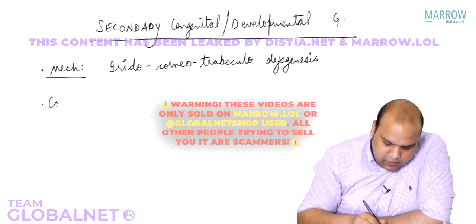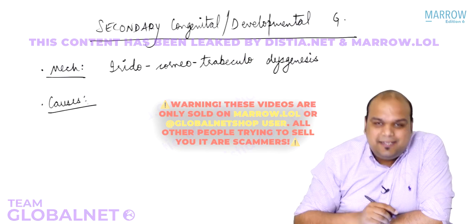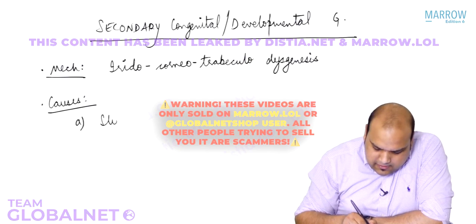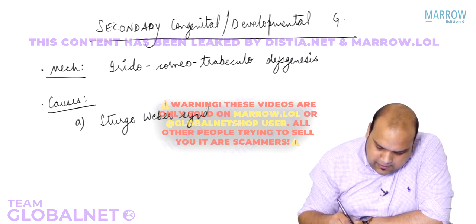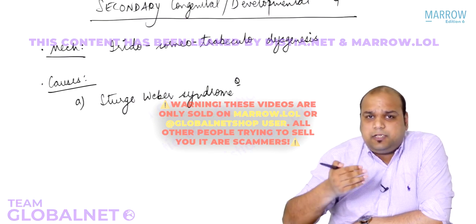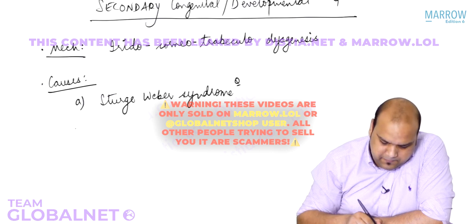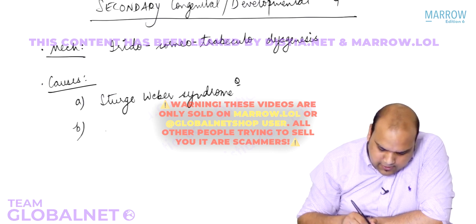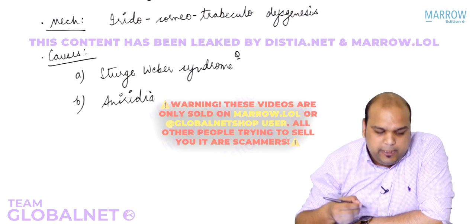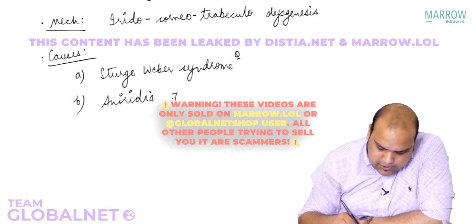Now, what are the important causes or the conditions which cause glaucoma? The first important condition is, everybody, Sturge-Weber syndrome. Please remember, questions are asked. What is the manifestation of Sturge-Weber syndrome in the eye? Okay. Secondly, everybody, another important cause is aniridia, absence of iris. Absence of iris can also lead to glaucoma in almost 75% of cases.